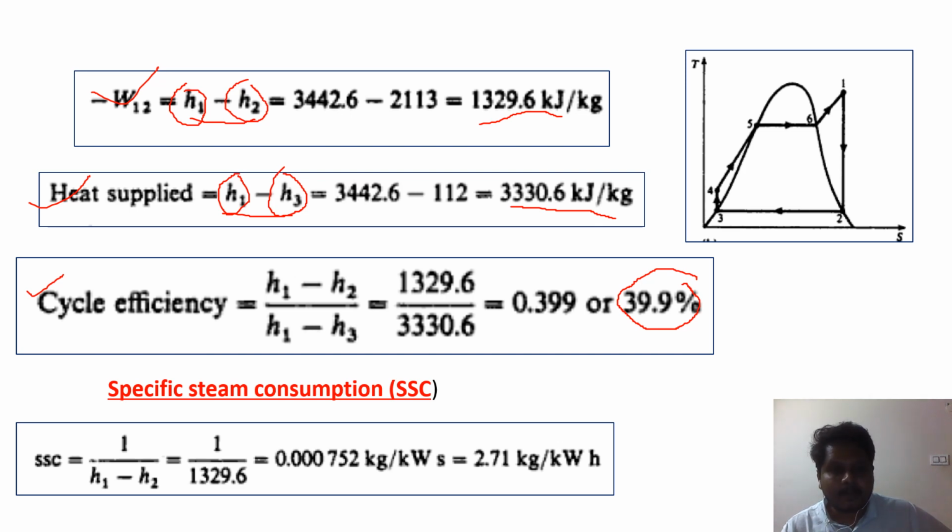And also we can find the specific steam consumption. Specific steam consumption equals 1 divided by H1 minus H2. Here H1 minus H2 is work done by the turbine. So the value is 0.000752 kilogram per kilowatt second. If you convert into kilowatt hour, here 3600 would be there. So 2.71 kilograms per kilowatt hour.